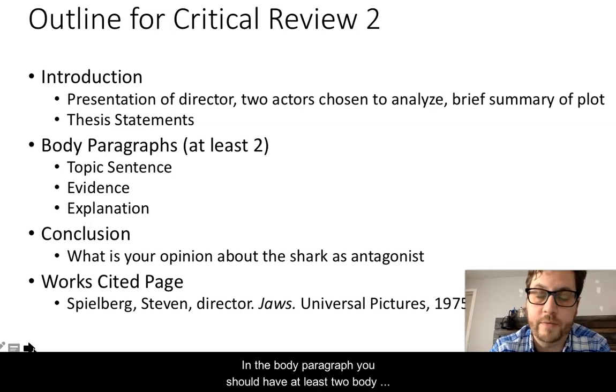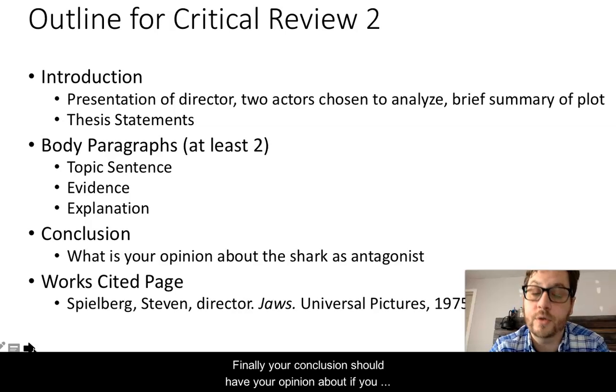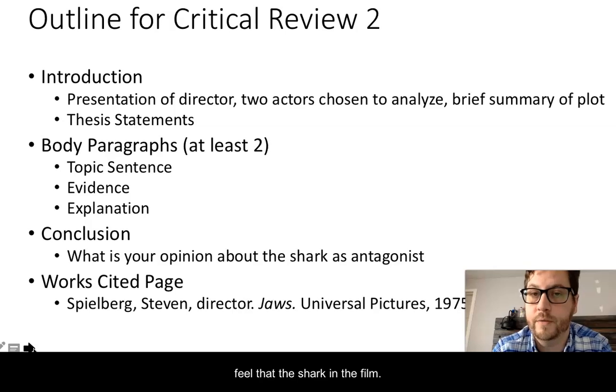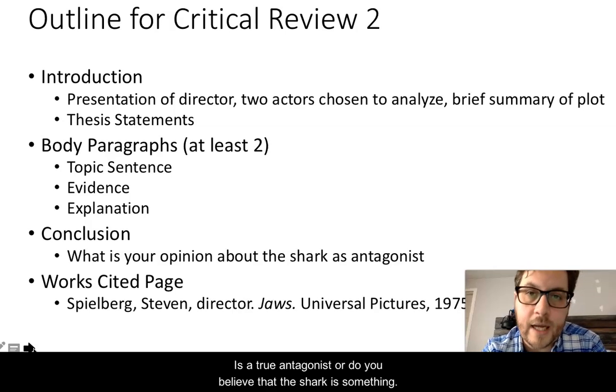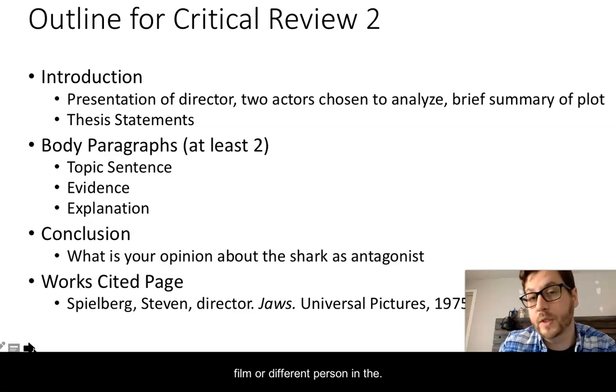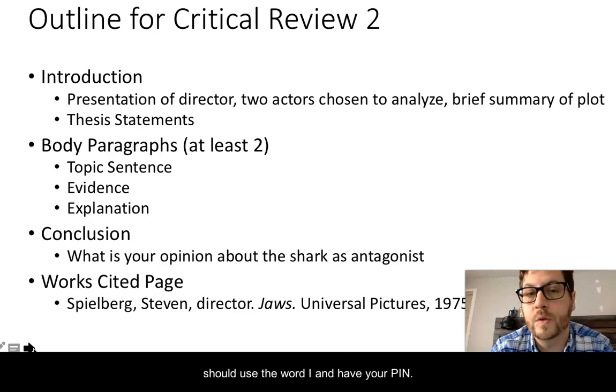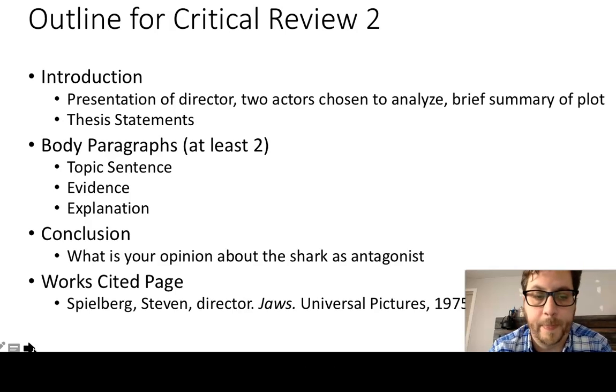In the body, you should have at least 2 body paragraphs. You should have a topic sentence. You should use evidence and provide explanation. Finally, your conclusion should have your opinion about if you feel that the shark in the film is a true antagonist, or do you believe that the shark is something different? That maybe the antagonist is something different in the film or a different person in the film. The conclusion is the only part of the paper that you should use the word I and have your opinion.